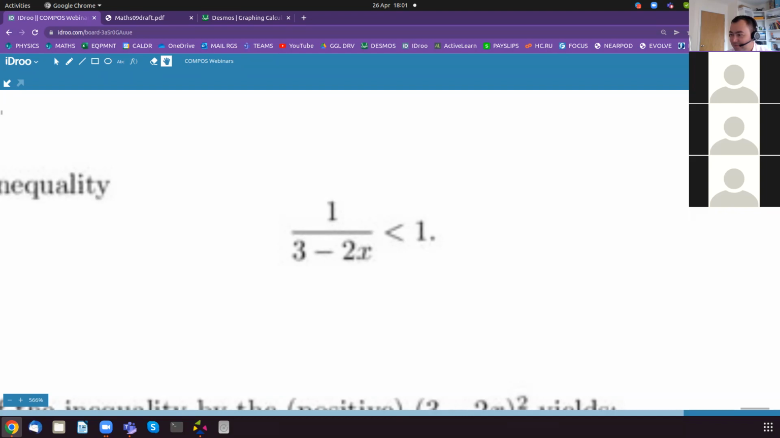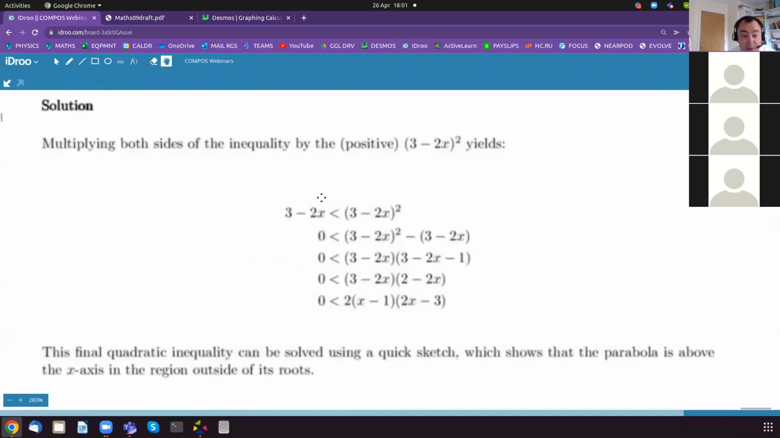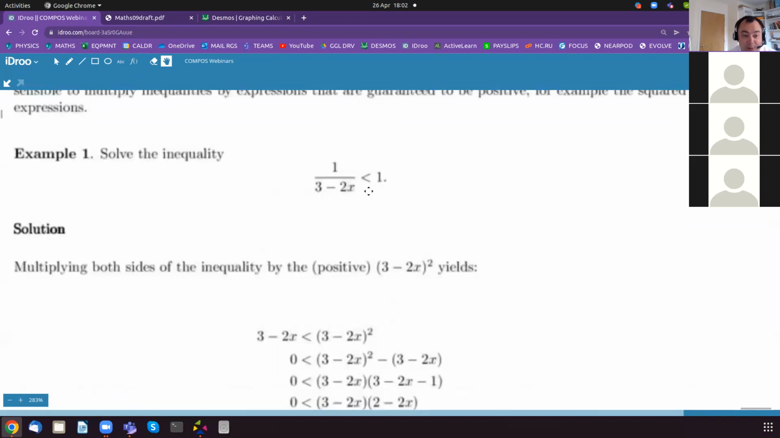Would you multiply both sides by 3 minus 2x all squared? Then 3 minus 2x all squared is not negative, so you're not risking anything. If you just multiply by 3 minus 2x, you don't know whether to flip the inequality sign or not. Exactly. That's one method, and it's actually described here. That's one way of doing it, and you get a quadratic inequality, which is easily solvable.